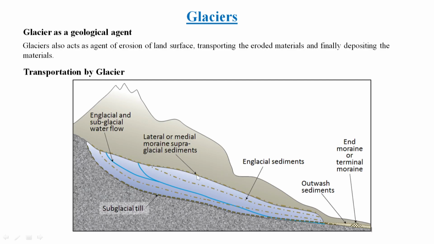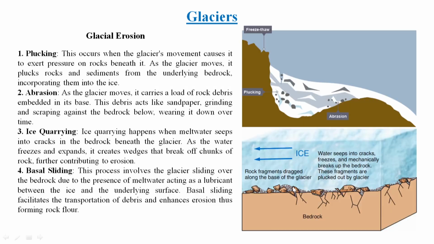So it will go on like that. Finally, it will deposit all the materials that are being carried by a glacier at the terminal part of the glacier, or what we refer to as the outwash plain. So glacial erosion can be achieved by the four following processes: plucking, abrasion, ice squaring and basal sliding.